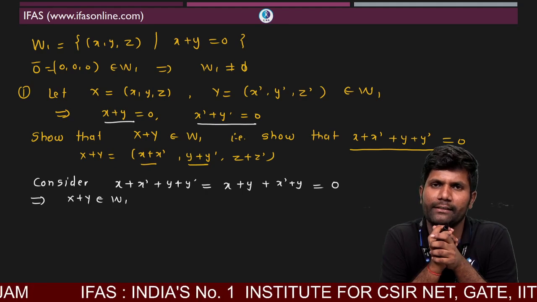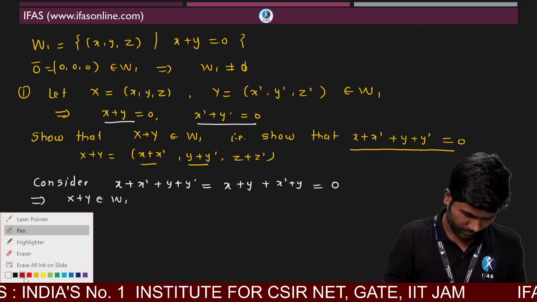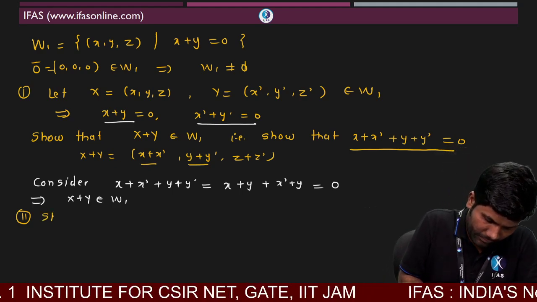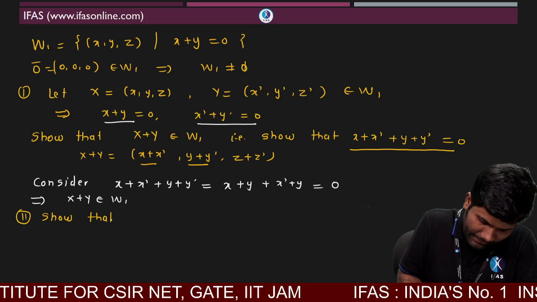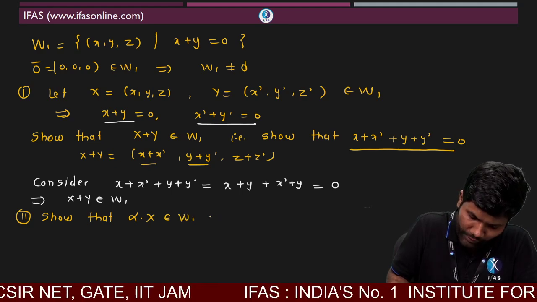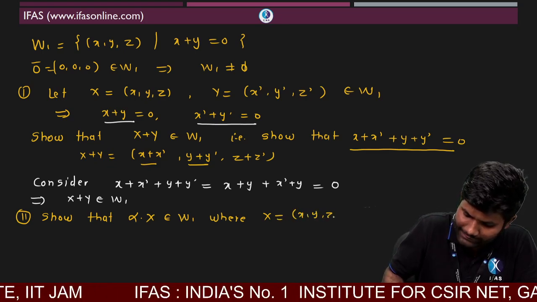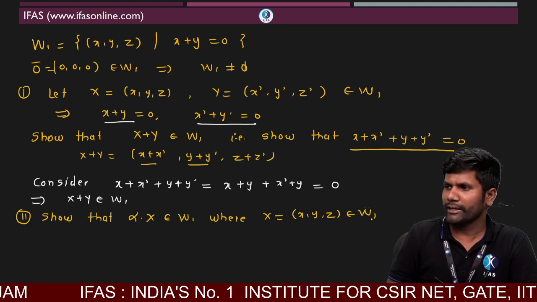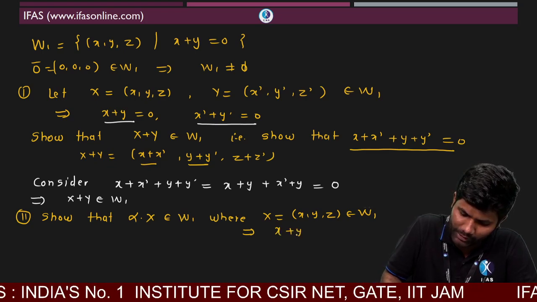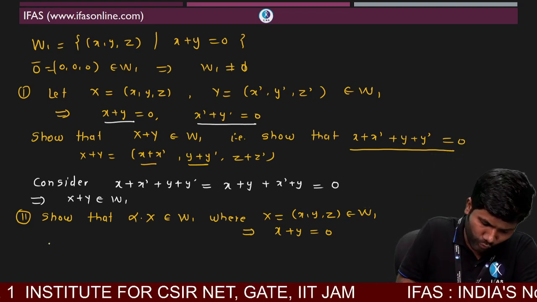Next we want to show that W is closed under scalar multiplication. Second, we want to show that alpha dot x belongs to W1, where x equals (x, y, z) belongs to W1. If (x, y, z) belongs to W1, it satisfies the condition for W1, so this implies that x plus y is equal to 0. Actually we want to show that alpha times x satisfies the condition. So what is alpha times x?